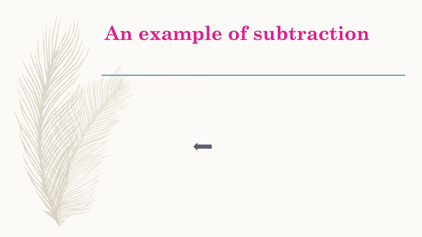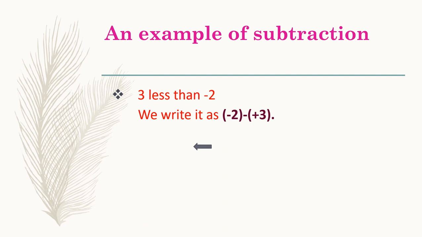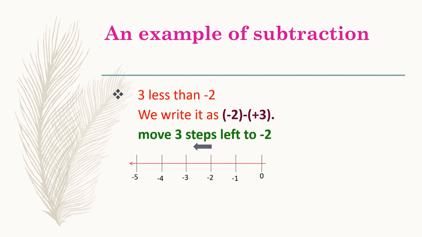Next, one example of subtraction. 3 less than minus 2. So minus 2 minus into bracket plus 3. Here we are subtracting a positive integer. So we will move 3 steps left to minus 2. That is minus 5. So our answer is minus 5.